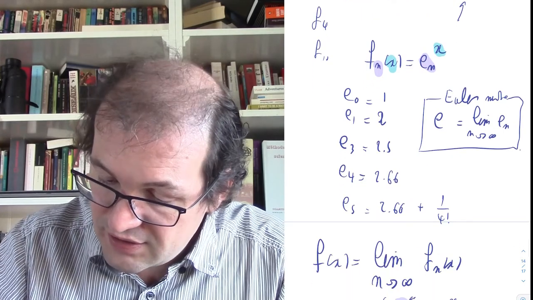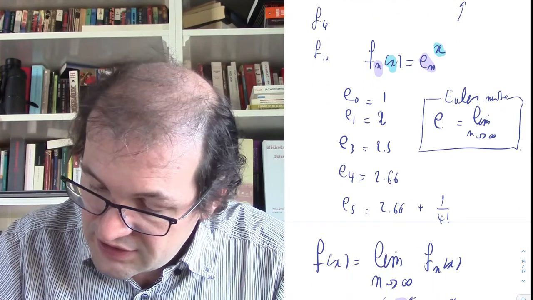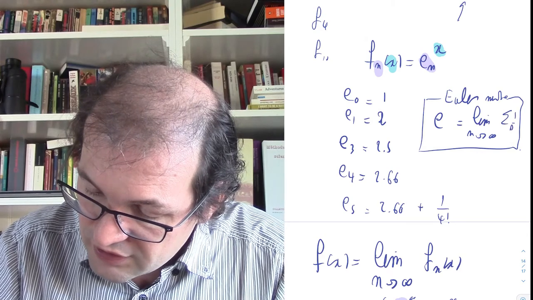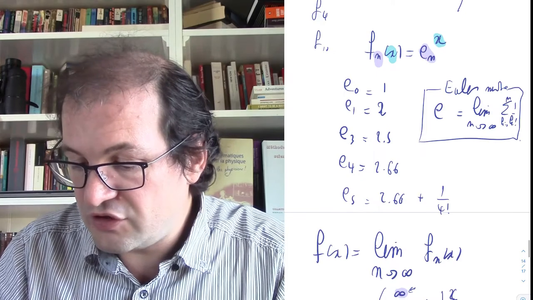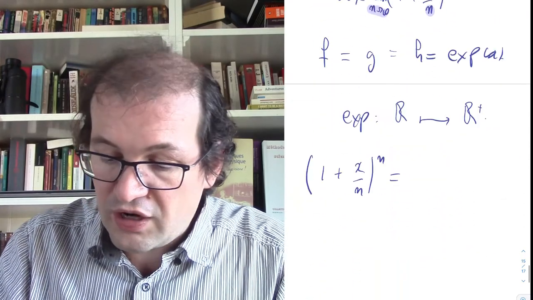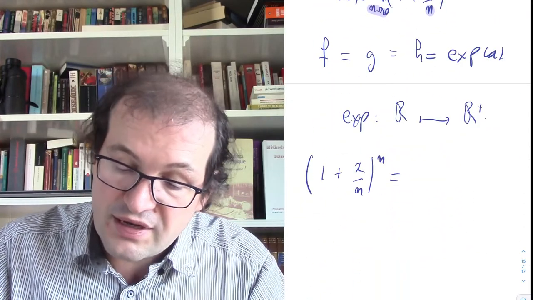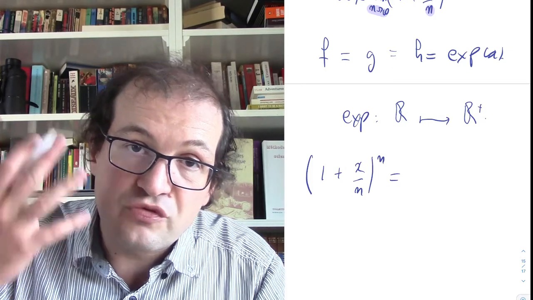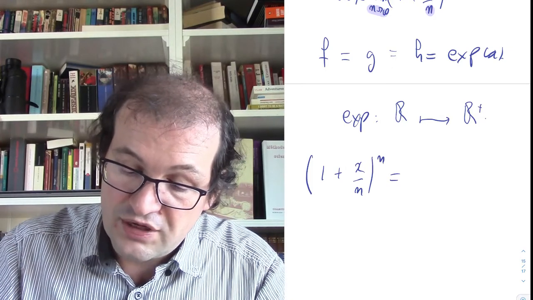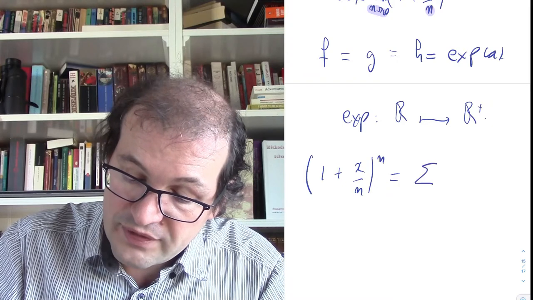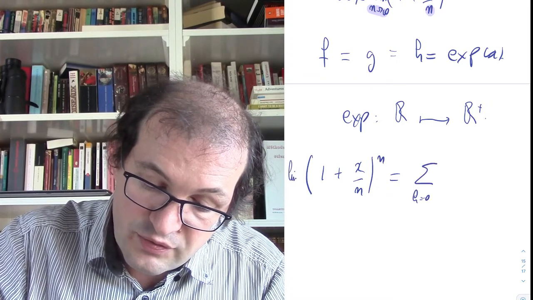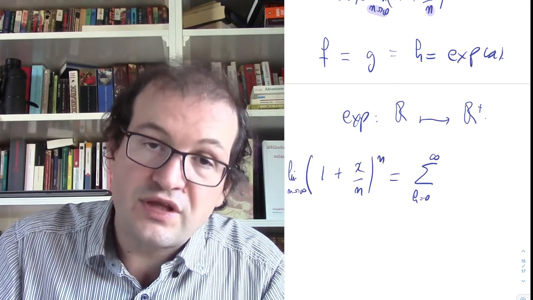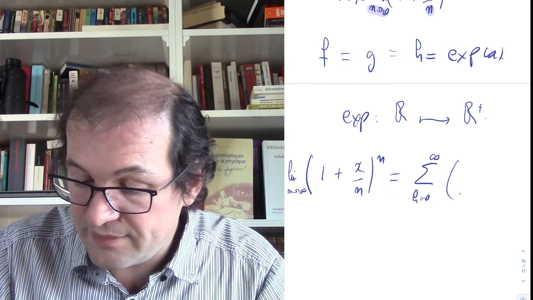So instead of writing e_n, I will write properly what it is: the sum of 1 over k factorial, where k goes from 0 to n. That's our definition of e. So how to do this? Here, this binomial expansion jumps to the eye, it seems the obvious thing to do. So binomial expansion, it would be the sum over k from 0 to, if we take the limit when n goes to infinity, we will have to take an infinite sum, so I will put it right away there.